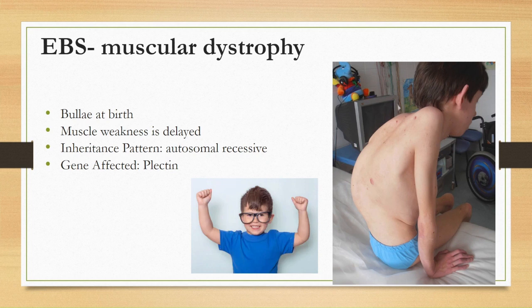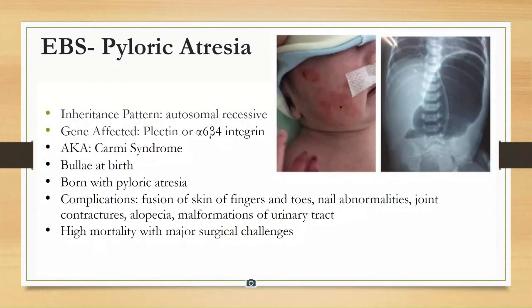EBS with muscular dystrophy, now remember, this inheritance pattern is autosomal recessive. You're going to get the muscular dystrophy component and you're going to get an EB simplex. So you're going to notice bullae at birth, mild muscle weakness, usually delayed, and the gene affected here is plectin.